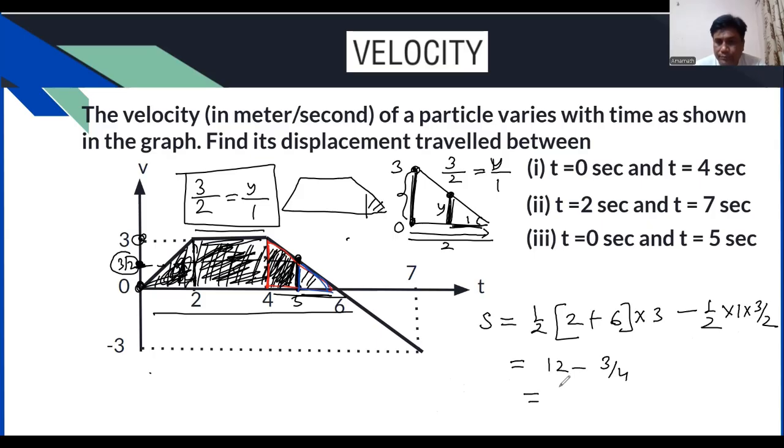3 by 4. So 48 minus 3, 45 by 4 is the total displacement. Okay. Now, actually, we are going to discuss the concept of average velocity.